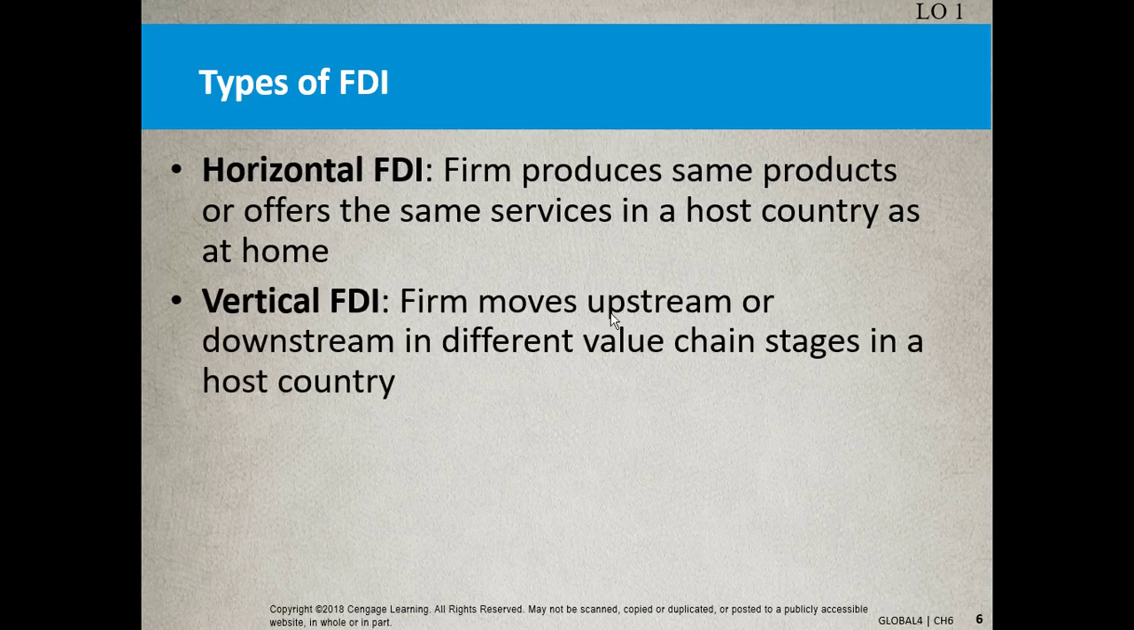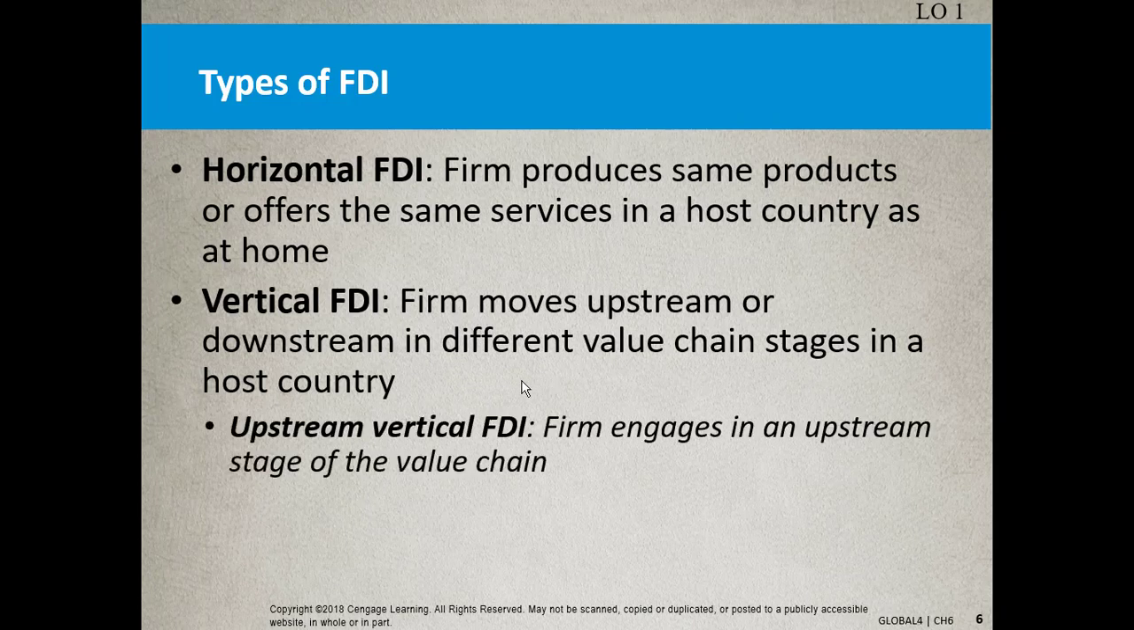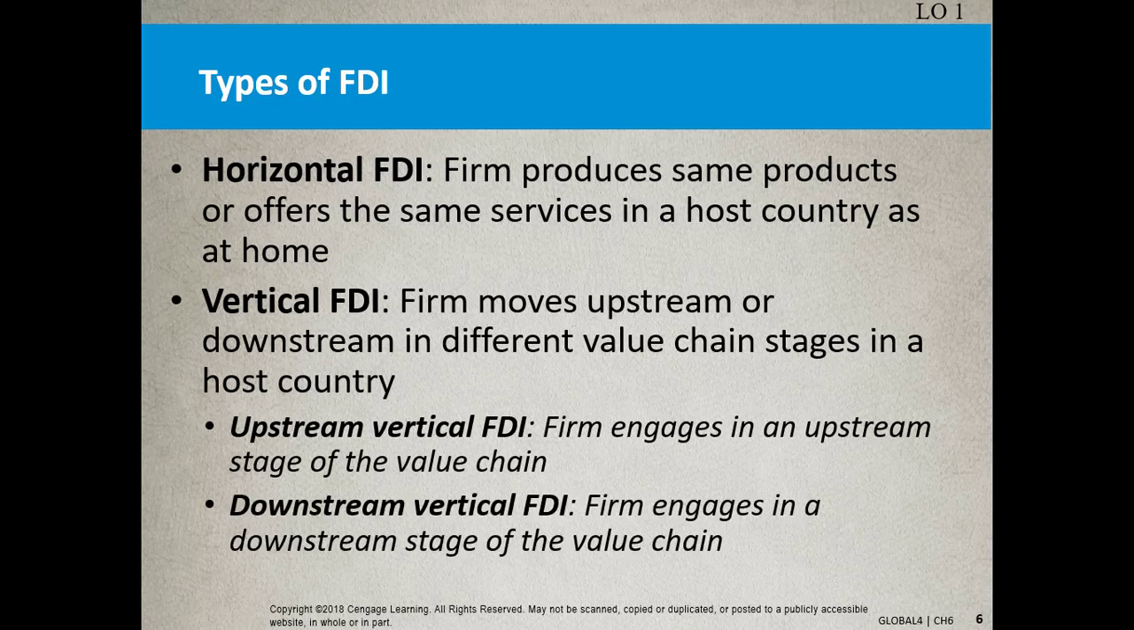For vertical, you're going upstream or downstream in different value chains of the host country. Upstream, you engage in an upstream stage of the value chain. So there could be some components, a transmission or something, that you're getting for your manufacturing in another country. That would be upstream vertical FDI. Downstream would be the marketing and selling of the car in another country. You have a dealership there, and so that would be downstream.